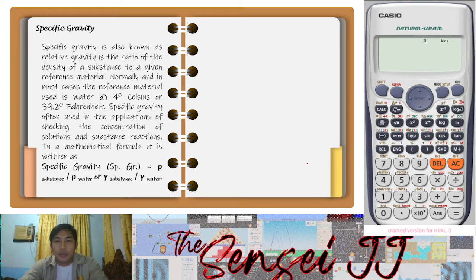Normally we have water at 4 degrees Celsius, or 39.2 degrees Fahrenheit. Specific gravity is often used in checking the concentration of solutions and substance reactions. In mathematical form, specific gravity, SPGR, is equivalent to rho of the substance over rho of water.